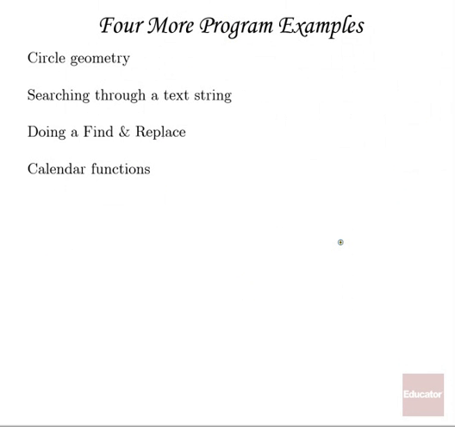All right, so today we're going to look at 4 more program examples. We're going to see a program that can handle geometry with a circle and calculate diameter. If you give it a radius, it'll calculate diameter, circumference, and area. And then we're going to take a look at how we can use the text string data type to search through a text string and locate things. And then we can also do a find and replace within that text string.